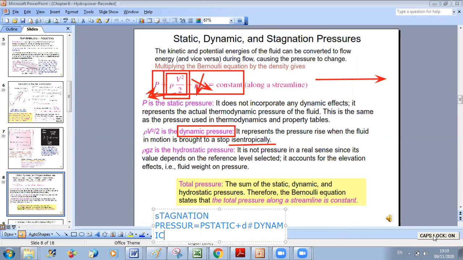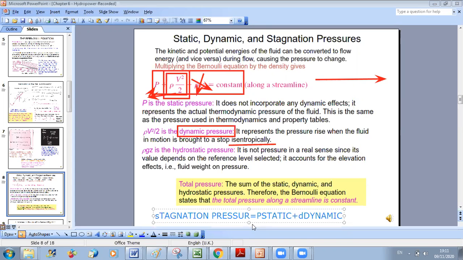And I repeat, what are the conditions? I am stopping it without losses, so isentropically, and moving at constant horizontal level because I don't have change in potential energy. Okay, so it's P static plus P dynamic.